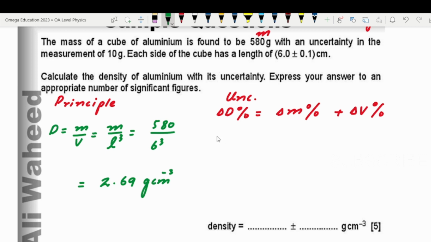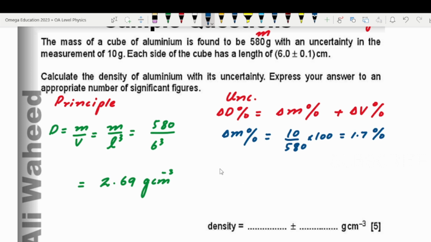Now what is the percentage uncertainty of mass? Let us find the first one, percentage uncertainty of mass. Percentage uncertainty of mass equals 10 divided by 580 multiplied by 100. Once again, I explained the percentage uncertainty in the previous part, you can check it out there. What you get from here is 1.7%. Just hit it on the calculator.